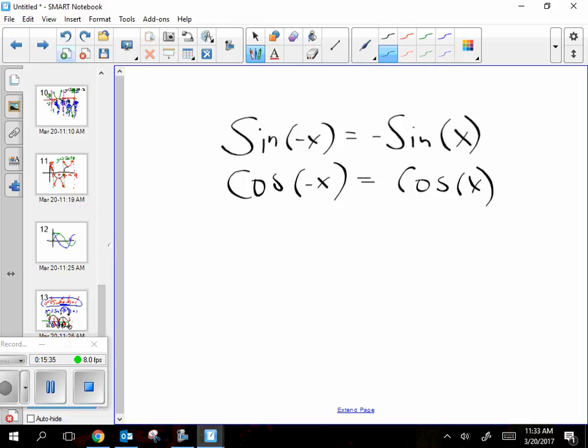What does that tell you about an inside flip on cosine? It doesn't do anything. It looks exactly like normal cosine. Okay, and one more thing. Tangent.